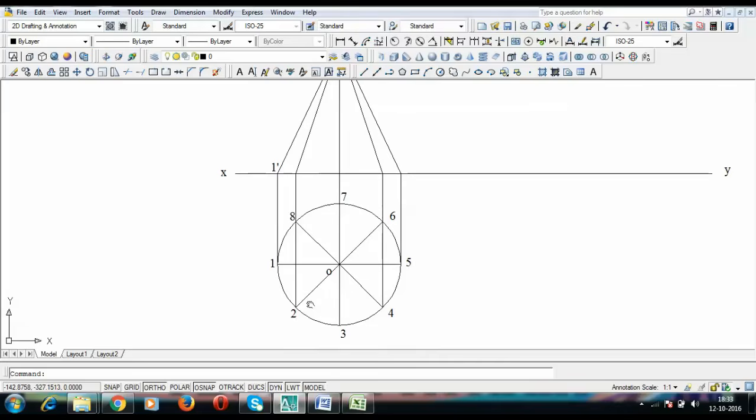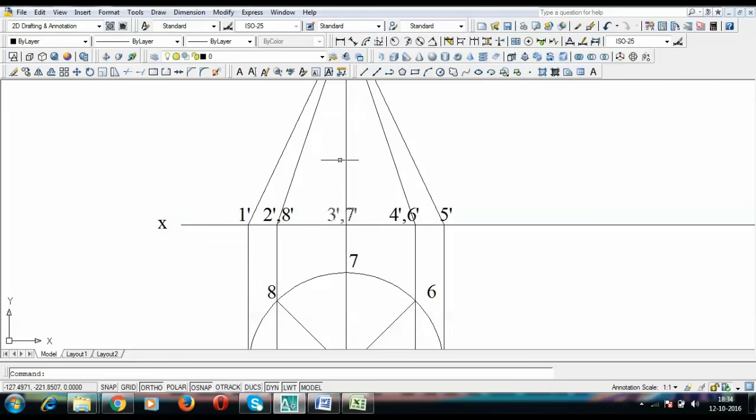Now when you look at this object from the front, this is 2, and behind 2 we have 8, so this is going to be 2 dash comma 8 dash, 3 dash comma 7 dash, this is 4, and behind 4 is 6, so we have 4 dash comma 6 dash, and finally we have 5 dash. After writing all those things, it's going to look something like this.